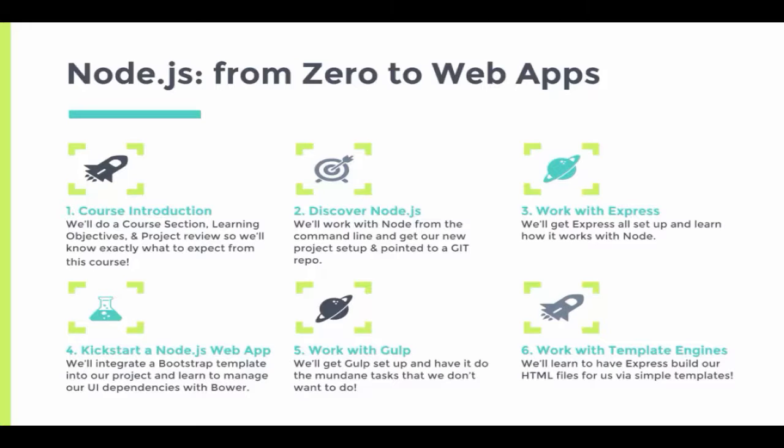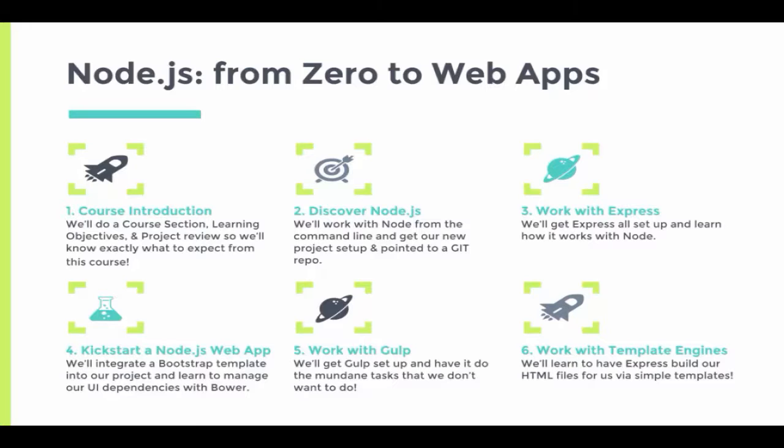The third section is called Work with Express. We'll start working with Express, we'll get familiar with it, and we'll see how it is dovetailed with Node.js. The fourth section is Kickstart a Node.js web app, where we will pull down a Bootstrap.js template and inject it into our project and get our project going from 0 to almost 100 miles an hour very, very quickly. And then we will introduce Bower, where we will manage our front-end dependencies.